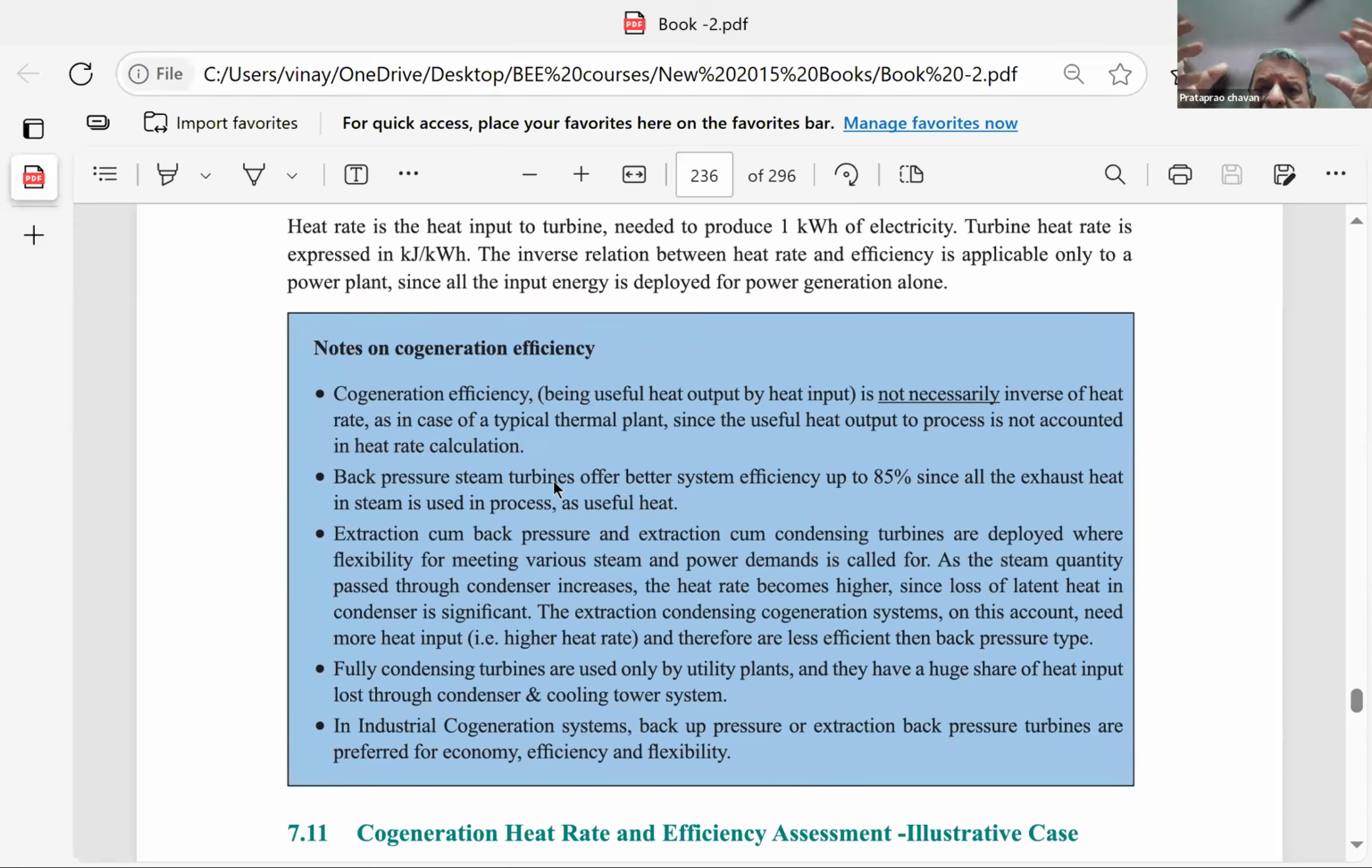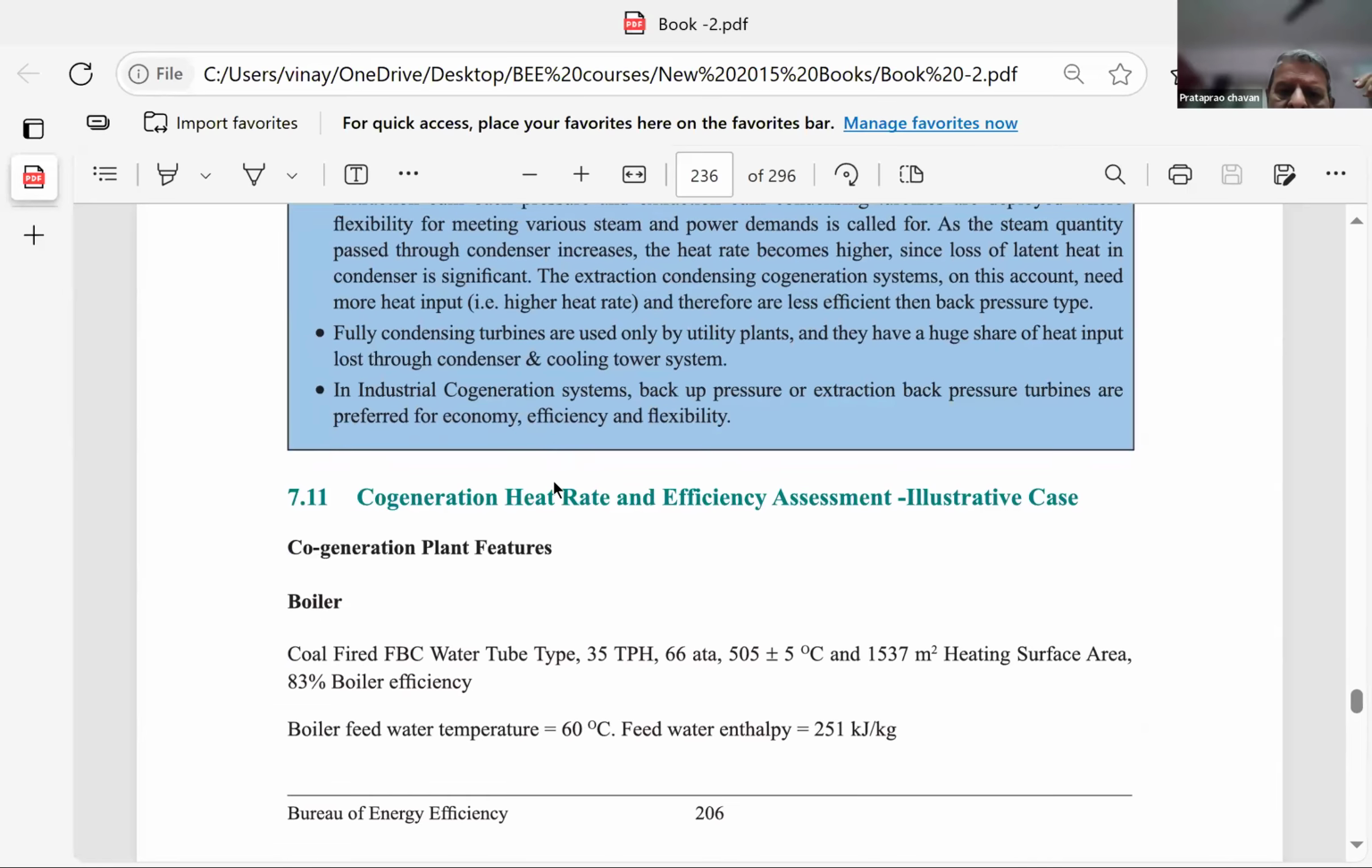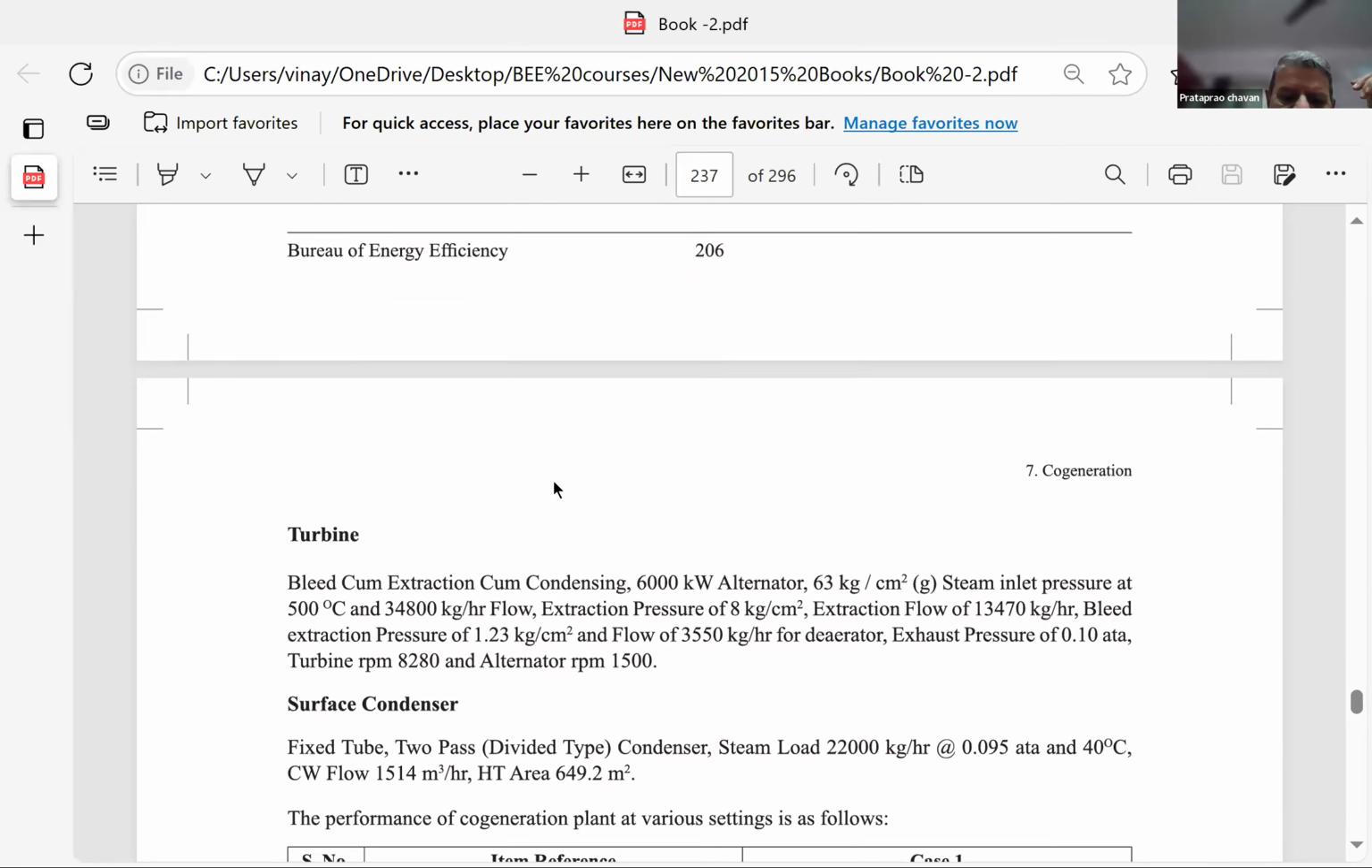Therefore, different types of use, different types of efficiency. And in order to avoid this confusion, this book has given you ready-made formulas. If this is the industry, what are the cogeneration efficiencies, what is the heat rate in different industries, what is the thumb rule for getting the efficiency calculations in different types of industries. So it is a guide so as to avoid any mistakes in this.